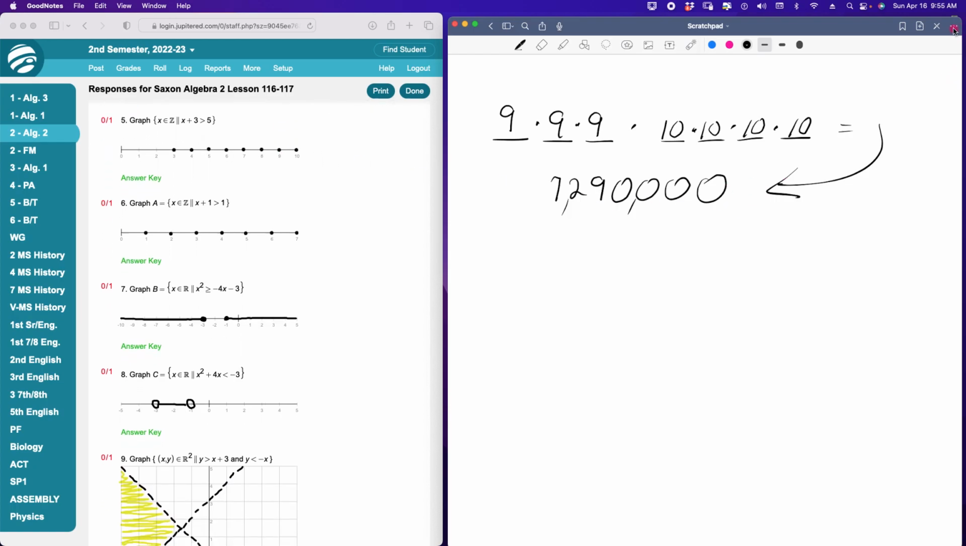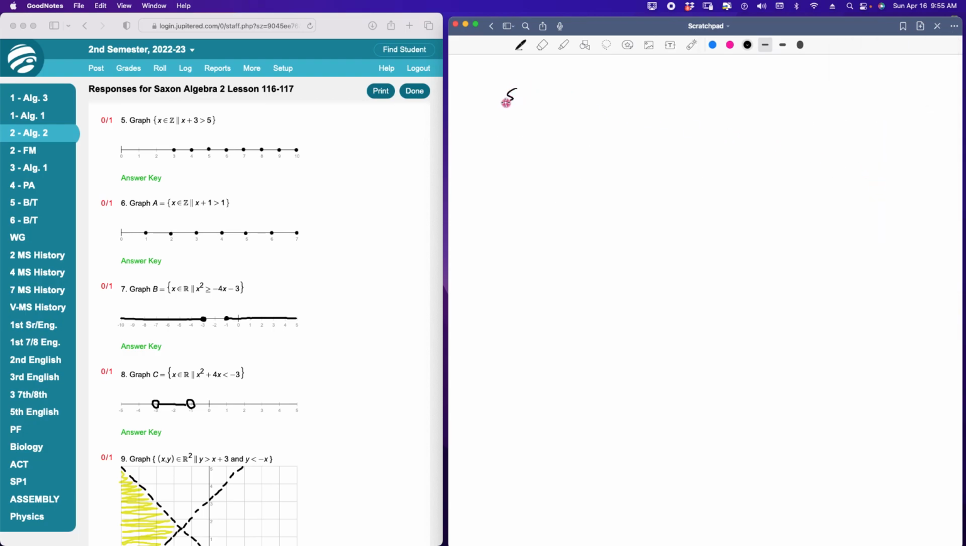So these are pretty straightforward. Our first problem says that X is a member of the set of real integers. We're looking at integers. The Z means integers, such that X plus 3 is greater than 5. So all we have to do is say X plus 3 greater than 5, minus 3 from both sides. X is greater than 2, and we're only doing integers because of the Z right here.